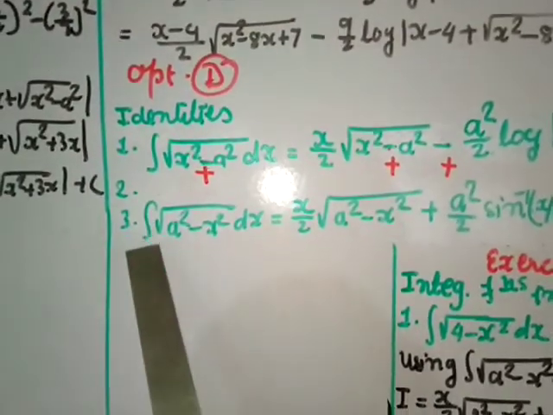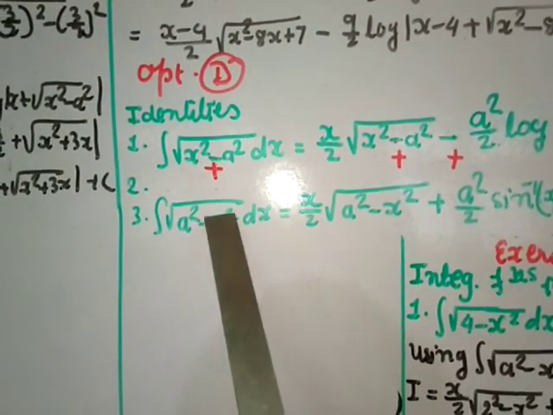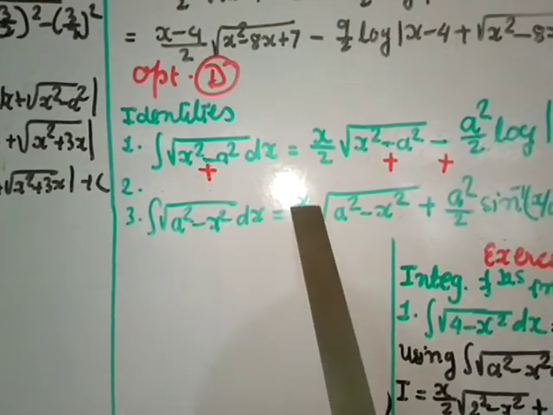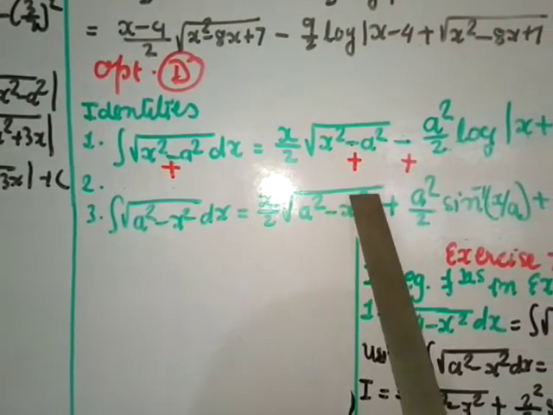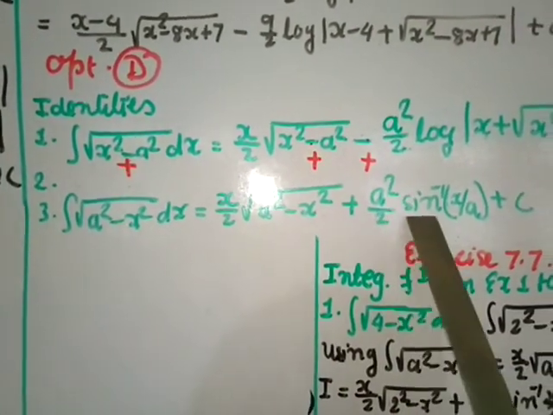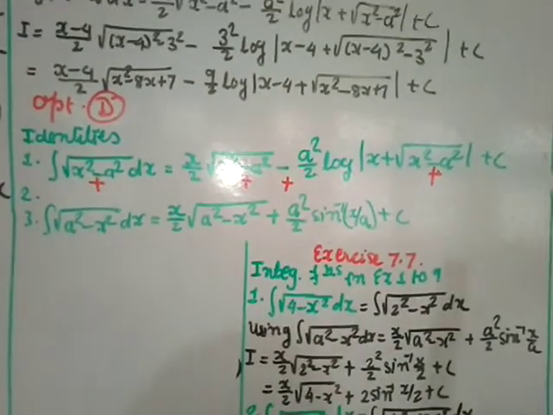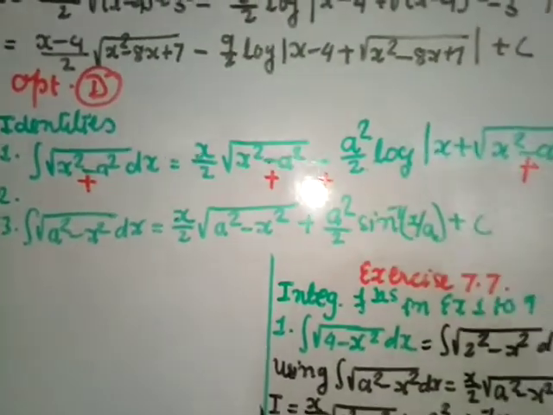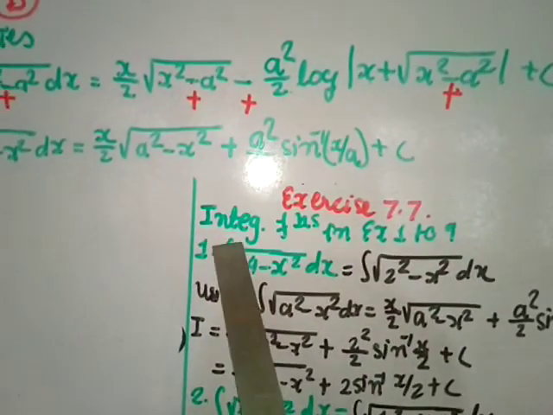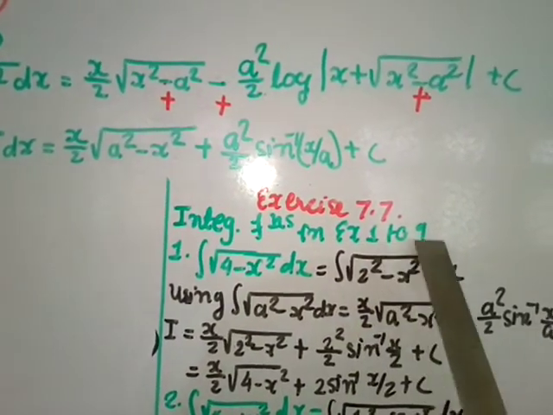And the third one is integral square root of a square minus x square dx equal to x by 2 square root of a square minus x square plus a square by 2 sine inverse x by a plus c. These all three proofs we have done previously. Let us use this and solve exercise 7.7. Integrate functions in exercise 1 to 9.